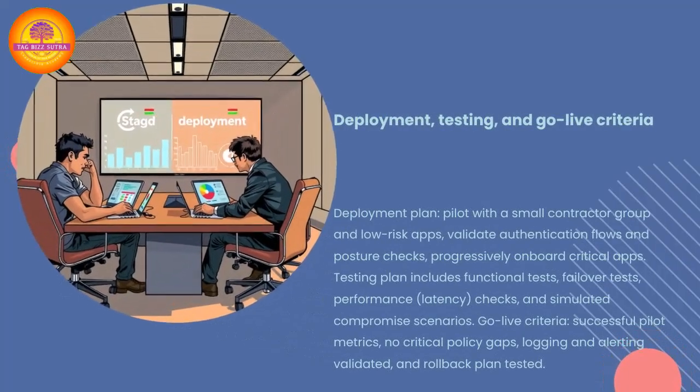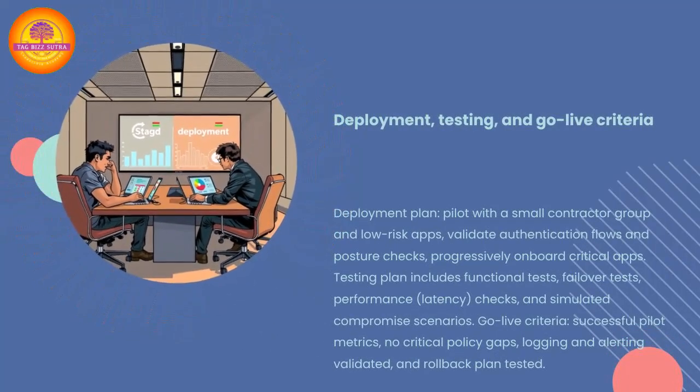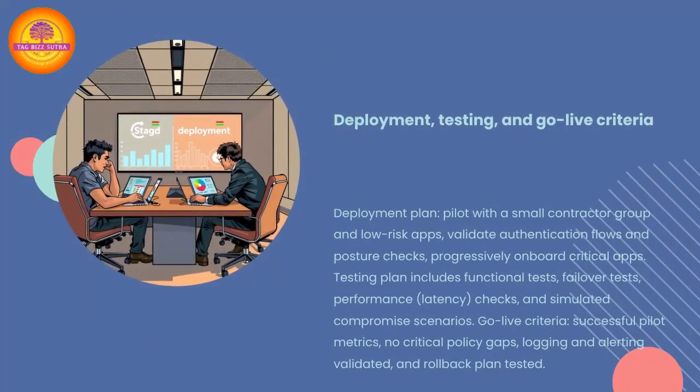Deployment plan: pilot with a small contractor group and low-risk apps, validate authentication flows and posture checks, progressively onboard critical apps. Testing plan includes functional tests, failover tests, performance and latency checks, and simulated compromise scenarios. Go-live criteria: successful pilot metrics, no critical policy gaps, logging and alerting validated, and rollback plan tested.